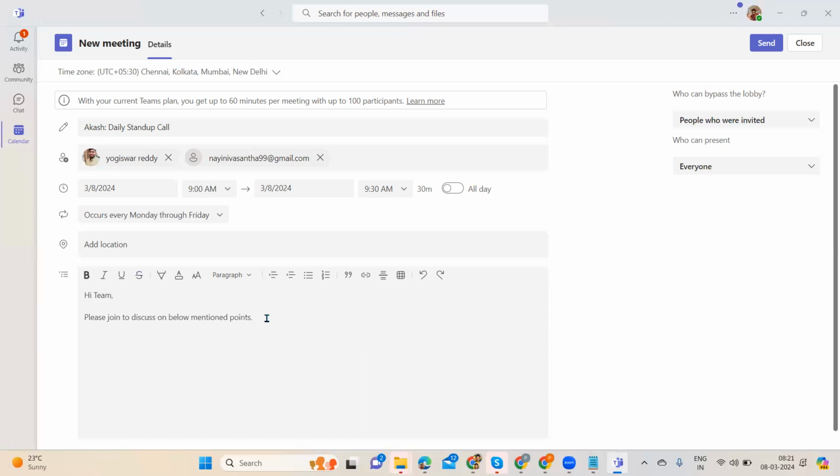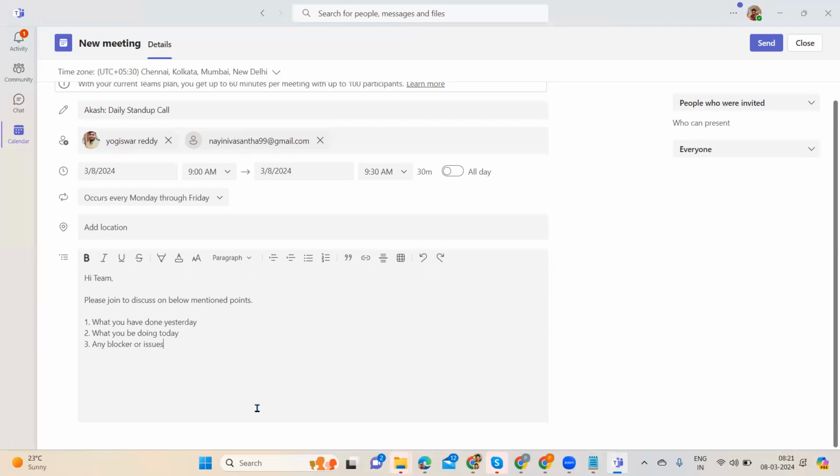What are those below points? We'll discuss three things, 3 points. What we have done yesterday, what you will be doing today, any blockers, issues. So, who are the participants of the daily Scrum call? Product owner, Scrum Master, and Scrum team. Basically these people, and we'll also keep management like stakeholders as optional. They won't talk anything, but they'll be watching.